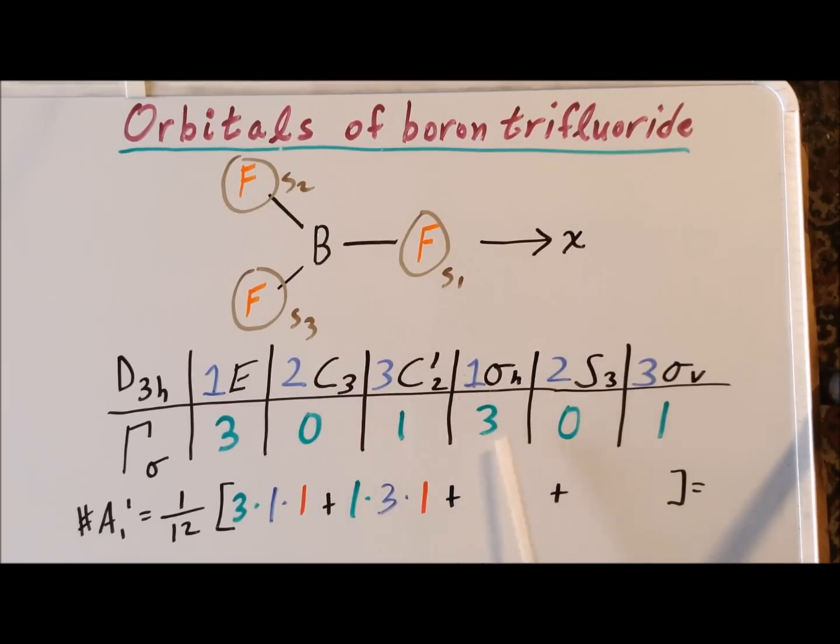Now the next non-zero character is for the sigma h, the horizontal mirror. The character is a 3. The number of operations in the class is 1, so we write that in blue. And the character in the character table is a 1.